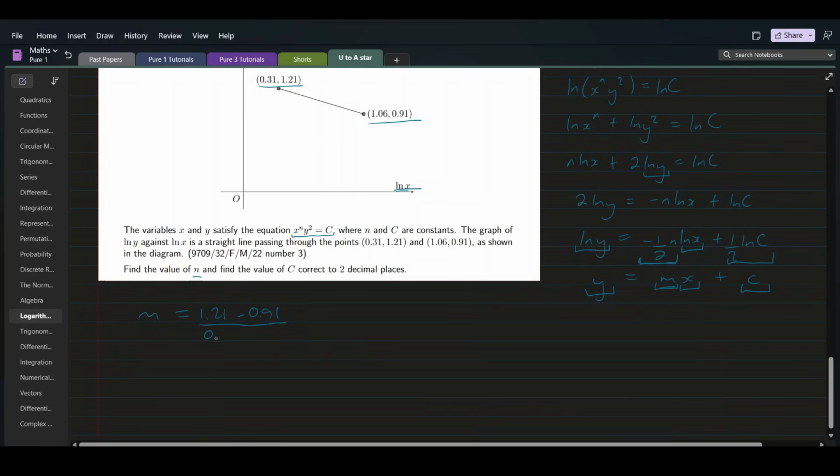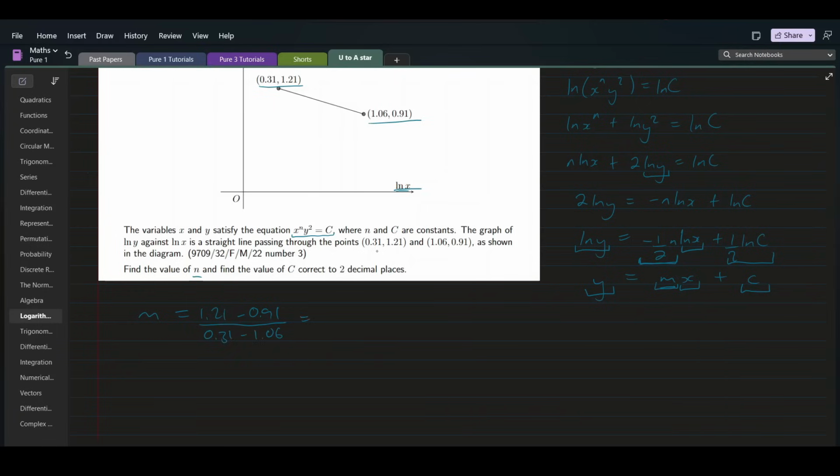change in x, that's 0.31 minus 1.06. Let's punch this into a calculator. 1.21 minus 0.91 over 0.31 minus 1.06, and that gives us negative 0.4.